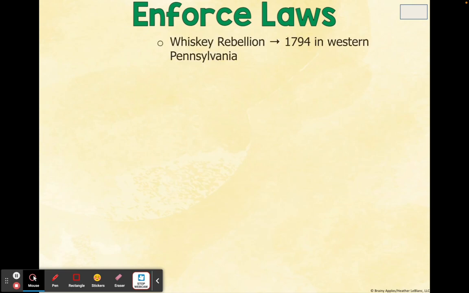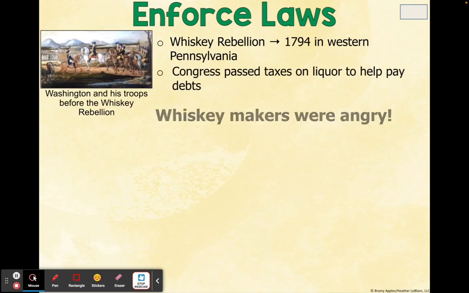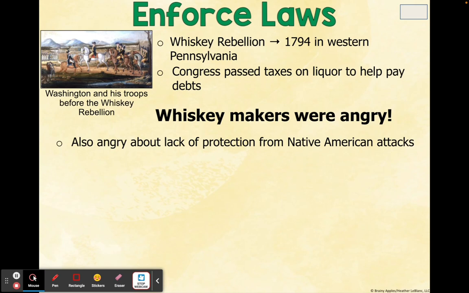And it's still what we use today. So the big job of the executive branch is to enforce the laws. Washington sees this firsthand during his presidency when there's an uprising in Western Pennsylvania. The government realizes very quickly that it needs to make money. So they pass taxes on liquor to help pay the debts.